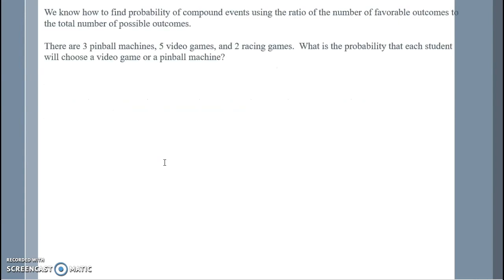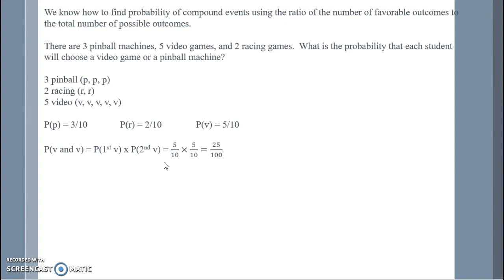There are 3 pinball machines, 5 video games, and 2 racing games. What is the probability that each student will choose a video game or a pinball machine? If there are 3 pinballs, let's represent that by PPP, and racing is RR, and 5 video games, VVVVV. So the probability of choosing the pinball is 3 out of 10 since there are 10 total options. The probability of getting racing is 2 out of 10, and the probability of a video game is 5 out of 10.